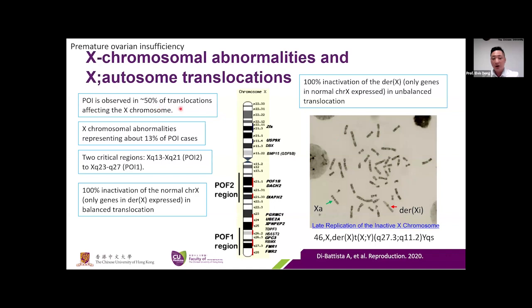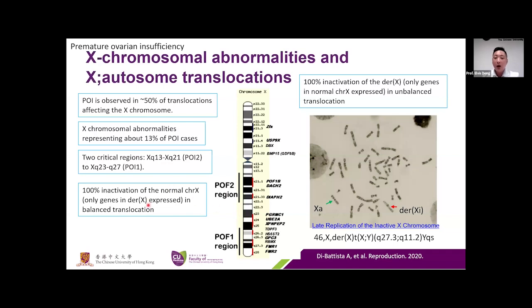Why we would like to introduce this model today is because, firstly, POI is observed in 50 of the translocations affecting chromosome X. And chromosome X itself represents 13% of the POI cases. You might ask, okay, only 13%. But the reality is that currently only around 20% of POI cases have a genetic finding.